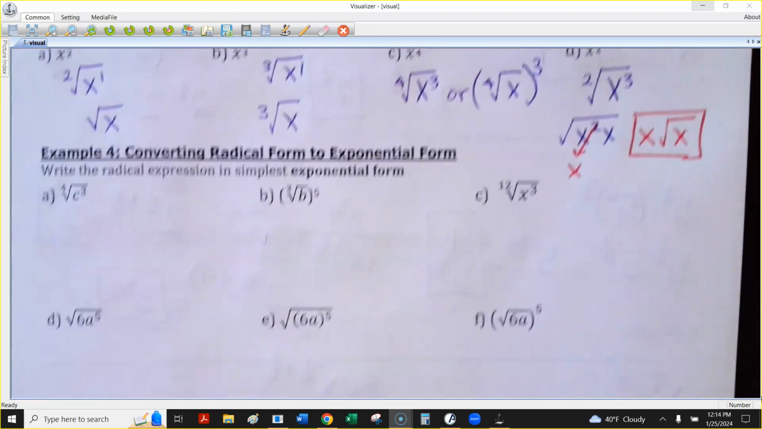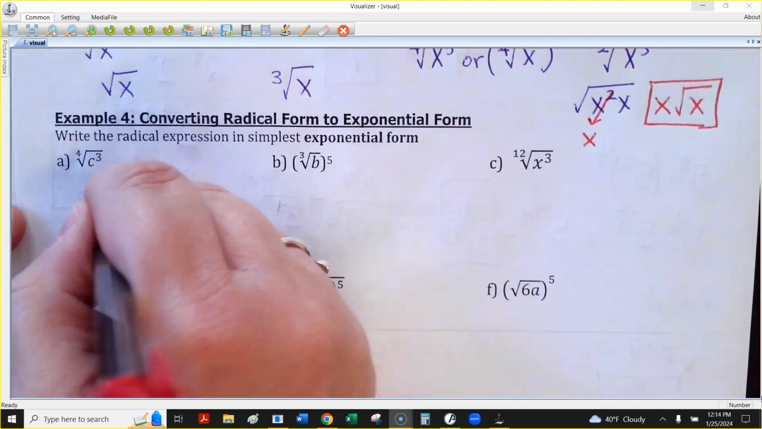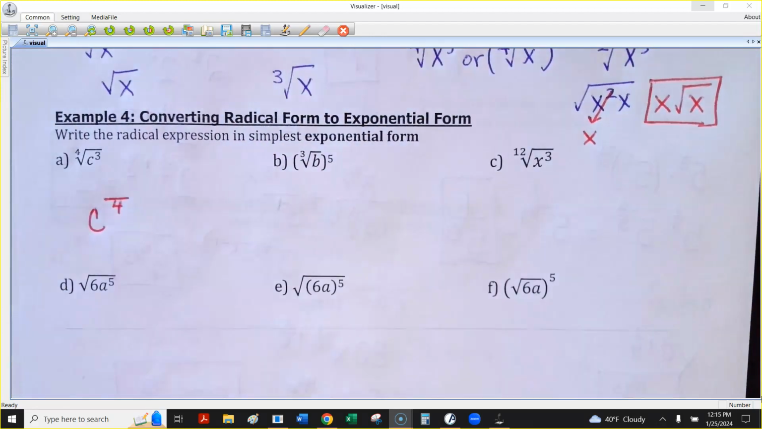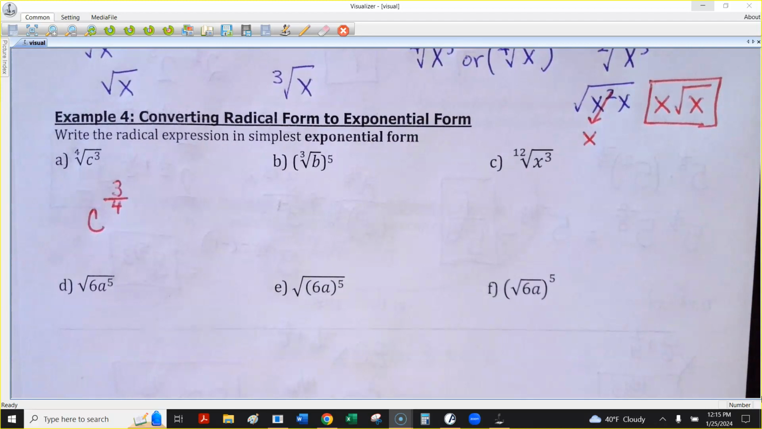Okay, now this example is literally backwards. These are all in radical form. We're going to write them in exponential form, so I'm literally going to reverse the bottom out. This will be c, and then the index of the root is the bottom of the fraction. Whatever's on the variable is the top of the fraction. So 4th root of c cubed would be the same as c to the 3/4 power.